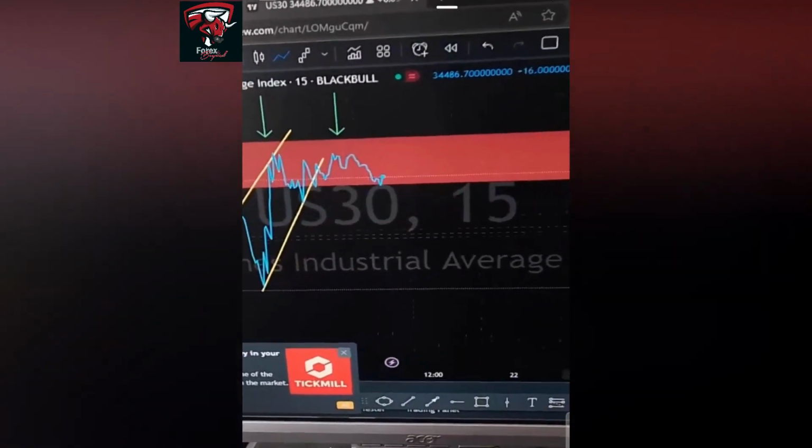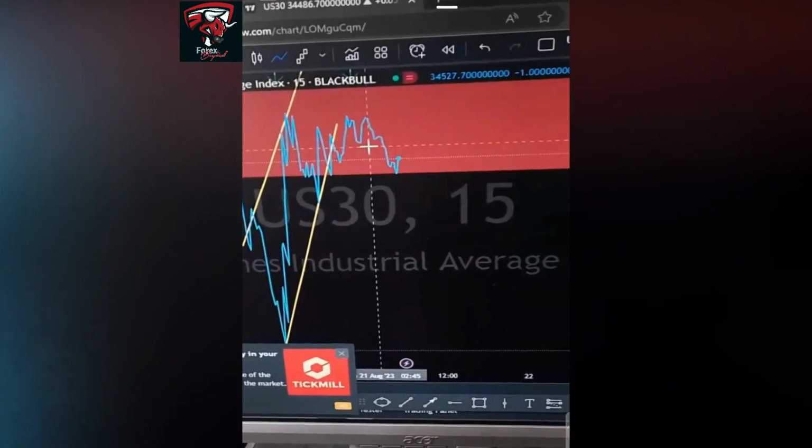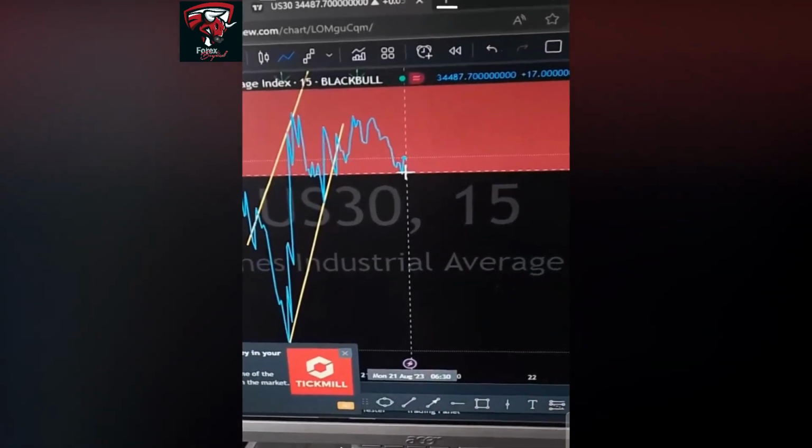So this is our 15 minutes. Our neckline is still clear. There it is right there. This is what we call a pullback.